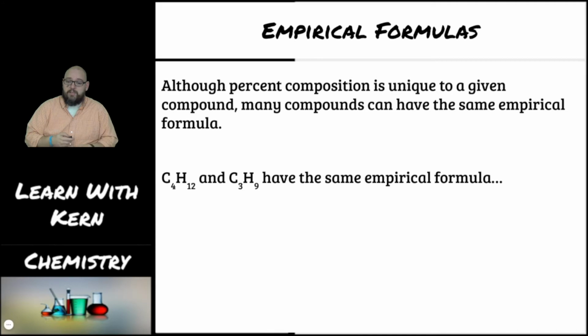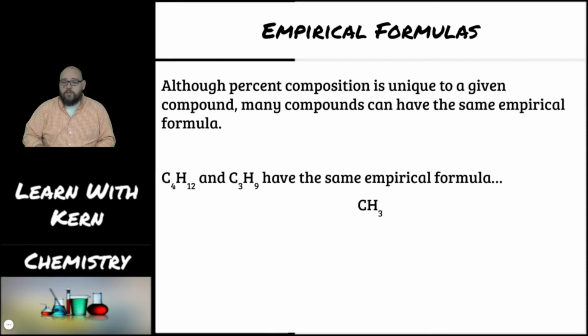C4H12 is a different compound than C3H9, but the empirical formula is the smallest possible ratio of elements in the compound. So for C4H12, 4 and 12 can both be divided by 4, and for C3H9, 3 and 9 can both be divided by 3. So you can reduce the subscripts for both of those and end up with CH3 both times. So even though they are different compounds, they have the same empirical formula. They'll have different molecular formulas, but the same empirical formula. There is a way to distinguish and figure out what the molecular formula is from the empirical formula, and we'll get to that in a minute.